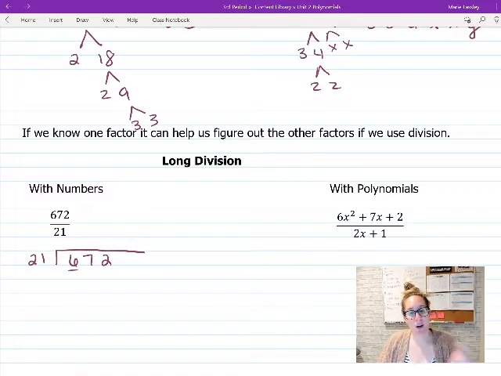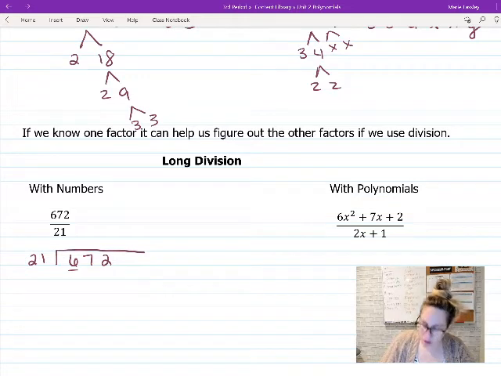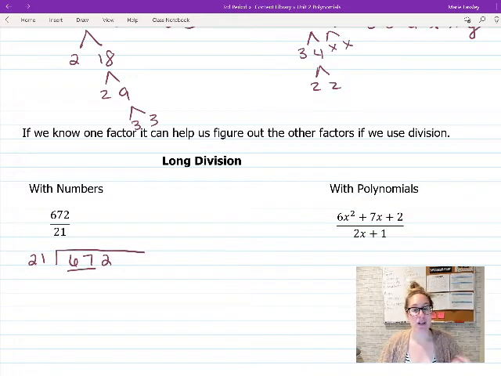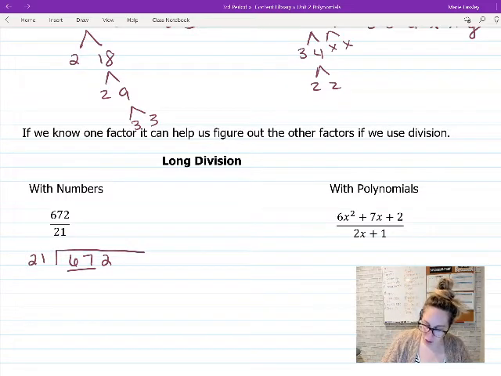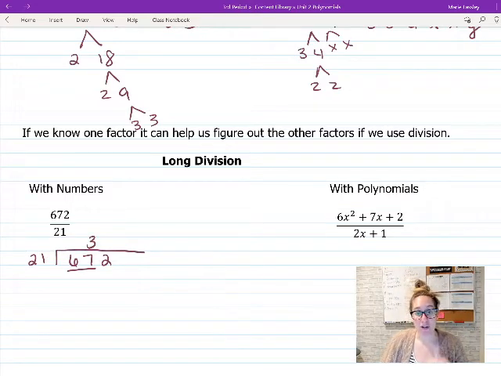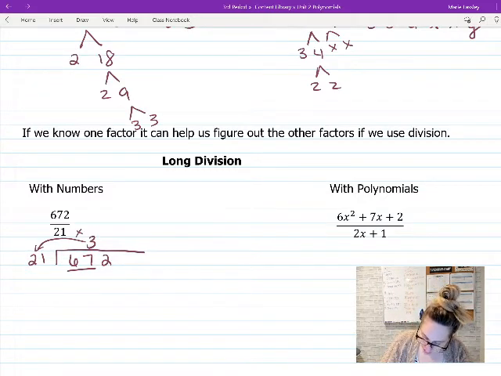Then we start with the first number. We say, okay, can 21 go into 6? The answer is no. So then we go to the first two numbers and say, does 21 go into 67? The answer is yes. Now I need to know, how many times does 21 go into 67? Well, you can use a calculator if you need to, but I'm going to do this by hand. I think it's going to go in 3 times. So I put a 3 up top. Now I take that 3 and multiply it by the 21. So 3 times 21 gives me 63.